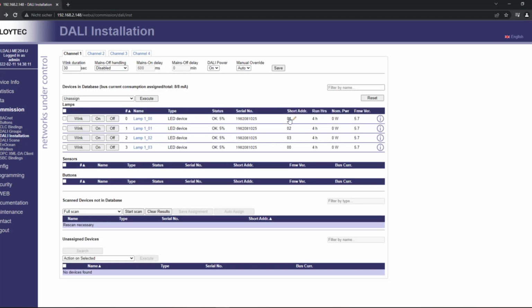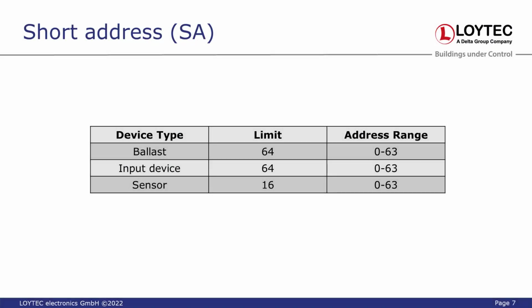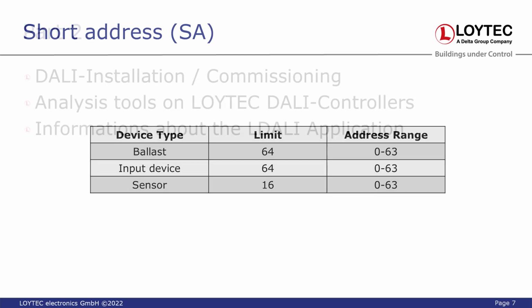DALI short addresses are 6-bit long. This means they can be configured in a range from 0 to 63. In the following table, you'll see the limitations and address ranges of each device type on our L-DALI controller.